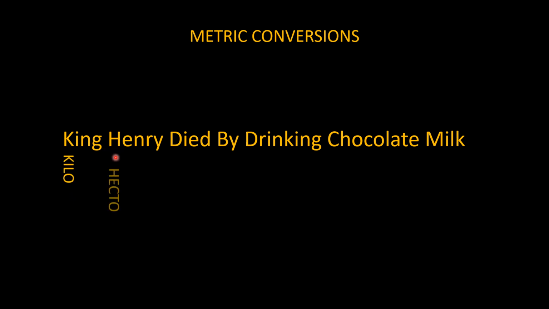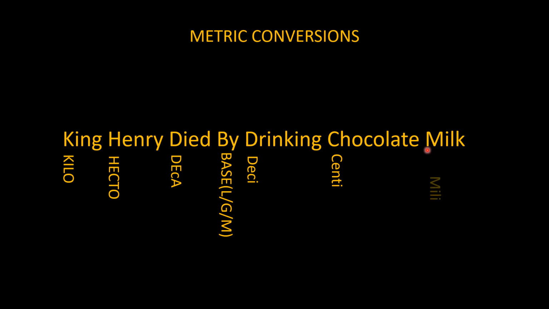The H stands for hecto. The D, the died, stands for deca. B is going to be your base, liter, gram, or meter. D is going to stand for deci. C is going to stand for centi. And M is going to stand for milli. So let's work through some examples and see how we can make sense of this mnemonic device.